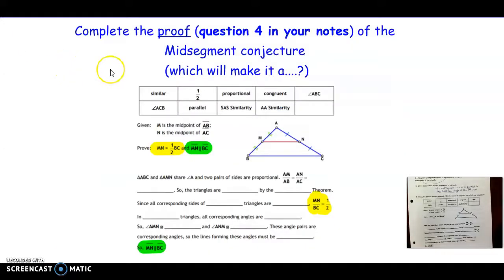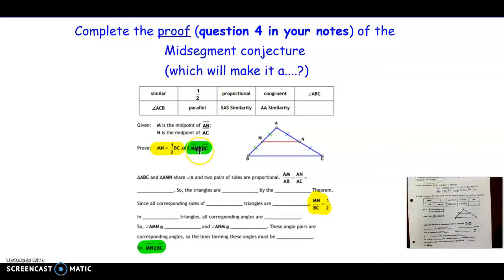Okay, we're going to complete the proof of our conjecture. And remember, once you prove a conjecture, it becomes a theorem. So this is called the midsegment theorem. And there's two parts to the midsegment theorem. We must prove that the midsegment is half the distance of the third side. And the second part is to prove that it's parallel to the third side.